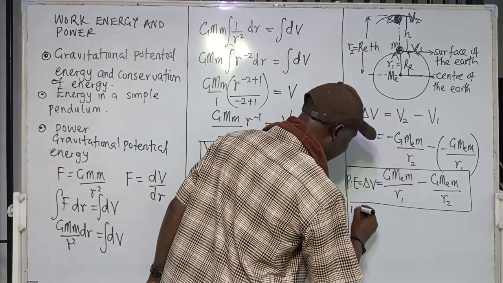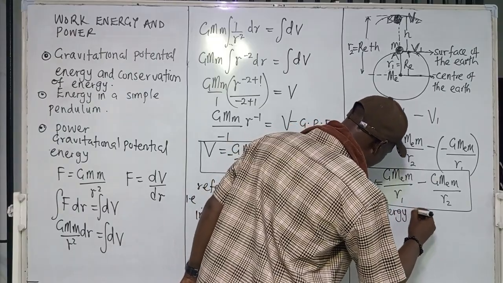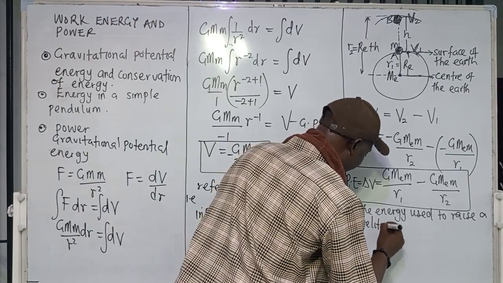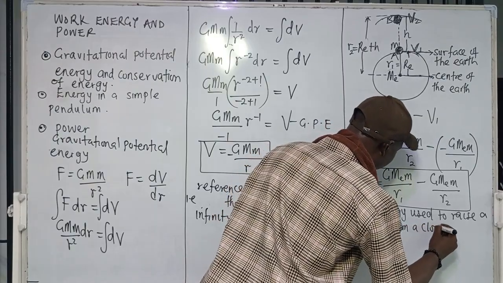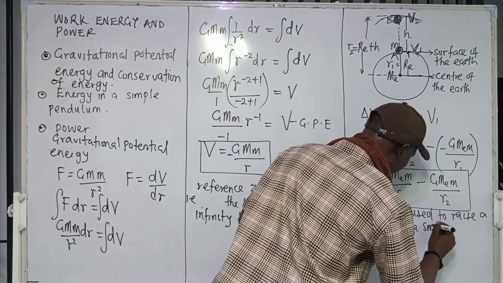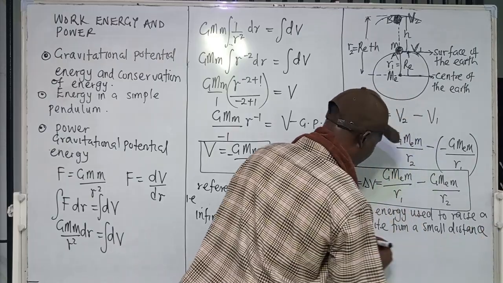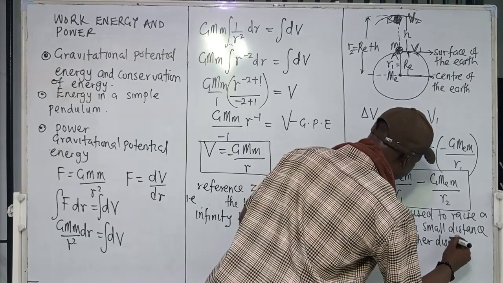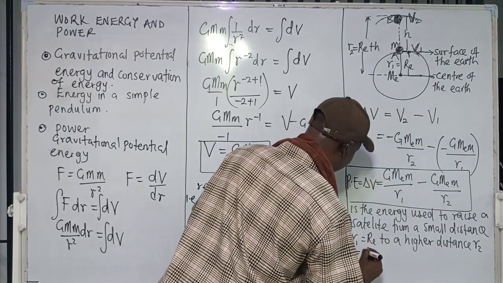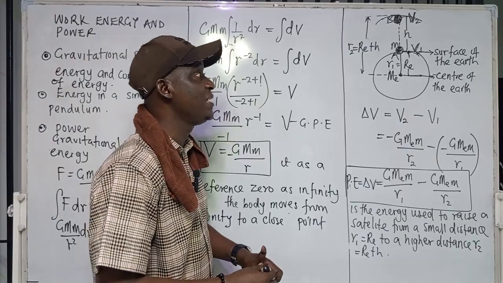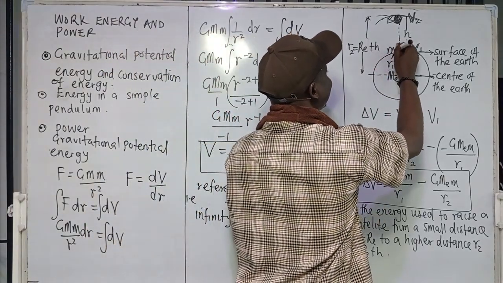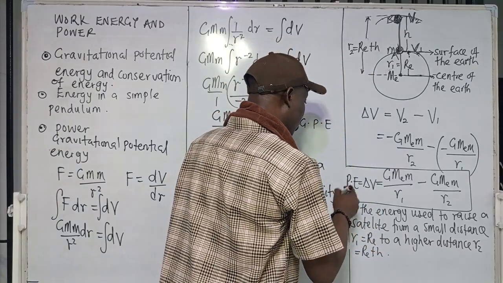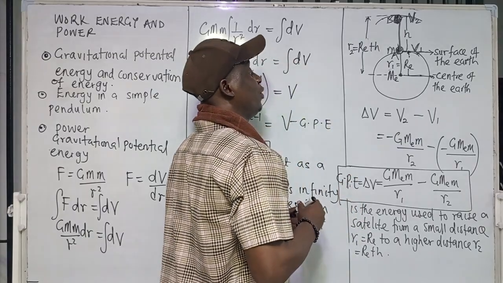Now, this formula is the energy used to raise a satellite in orbit from a small distance R1, which is equal to the radius of the earth, to a higher distance R2, which is equal to Re plus H. So that means for you to raise or launch a satellite from this point to this point, you need this gravitational potential energy to launch it to a higher height.